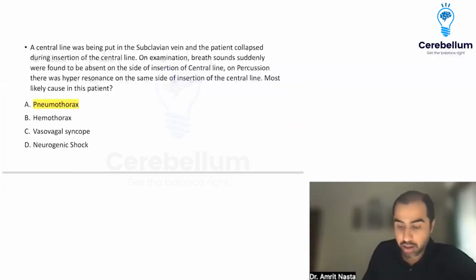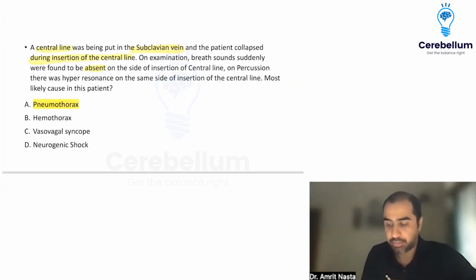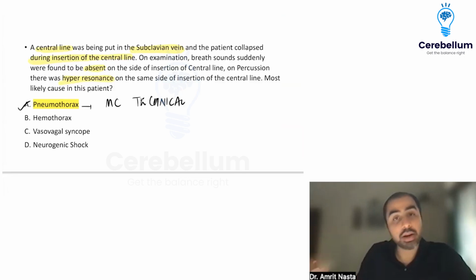Very good. Nice question. Central line was being put in the subclavian vein. Patient collapsed when the line was being put. Breath sounds were absent. Hyperresonance was noted. Most likely cause is going to be pneumothorax. Why? Because of hyperresonance. Pneumothorax is the most common technical complication of TPN or neck line insertion. It is the most common technical complication.